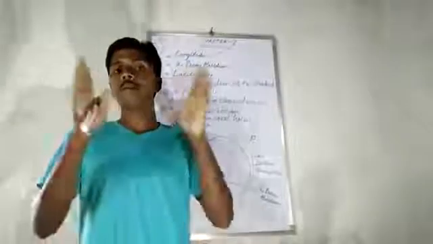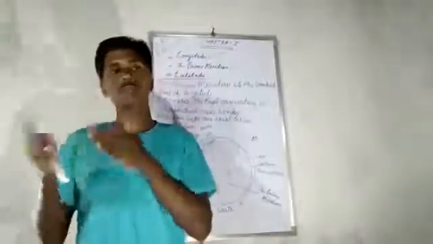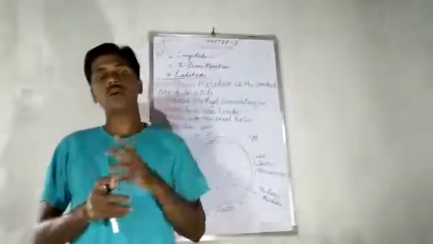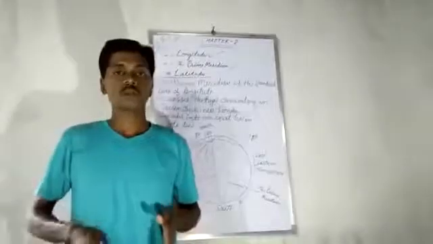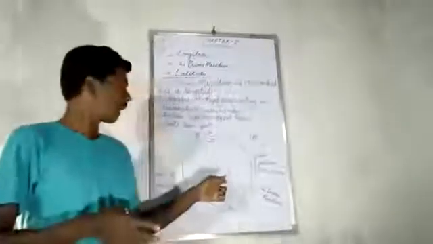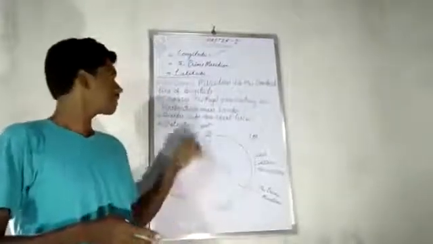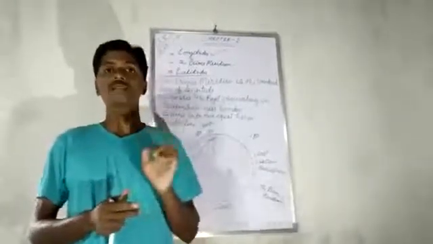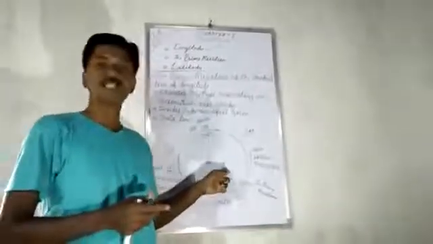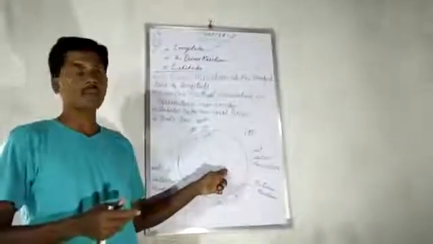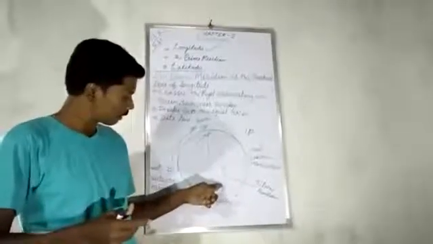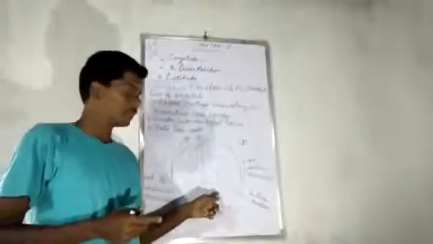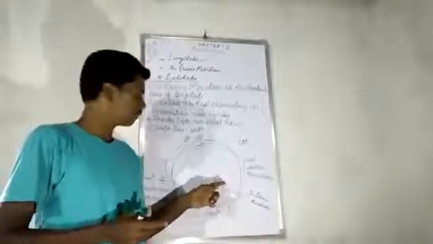Greenwich is a place name. It is near London. There is one observatory center that is called the Royal Observatory. Through that only, this prime meridian crosses. This prime meridian is marked as 0 degree. That's why in the figure I have marked 0 degree here. So this line will be the prime meridian, and this is 0 degree.